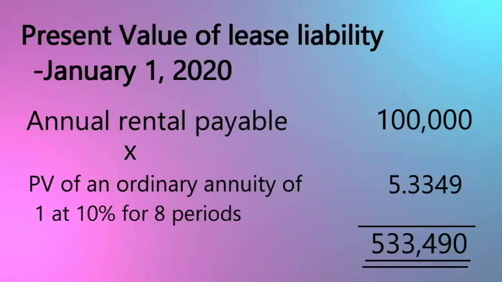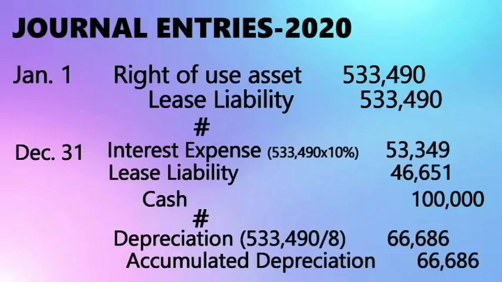So meron tayong annual rental payable na 100,000 times present value of ordinary annuity of 1 at 10% for 8 periods na 5.3349 for the total of 533,490. So, for the journal entries, nire-record tayo ng right of use asset and also for the payment, interest, and principal and for the depreciation.